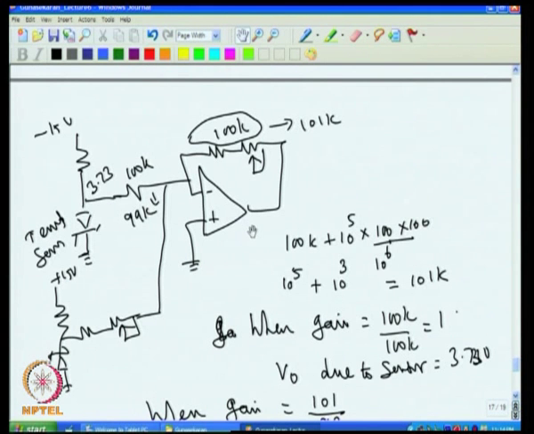I am not doing it here because I do not want to burden you at this point with all the errors. There are many more errors in the op amp itself, so we will see them one after another. In this example, we will stop with these 3 errors.